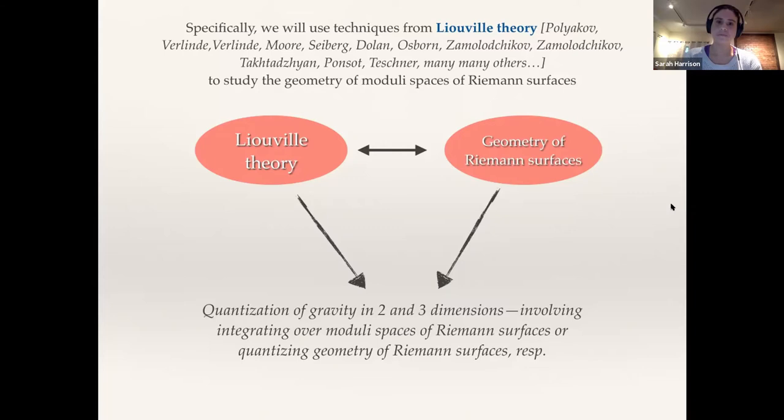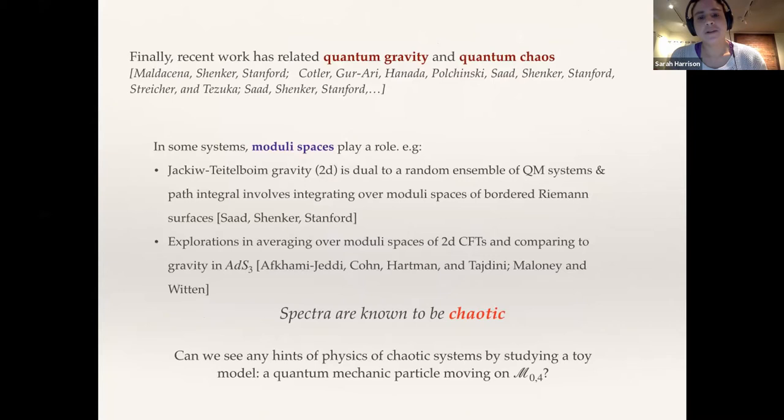And finally, another set of work which has motivated us is recent work relating quantum gravity to ideas in quantum chaos. Perhaps the recent interest in this started with a paper of Maldacena, Shenker, and Stanford, but there are many other papers involving the study of specific systems in holography or quantum black holes and connections to the physics of chaos. And in some of these systems, moduli spaces play a special role. So I'll just mention two examples.